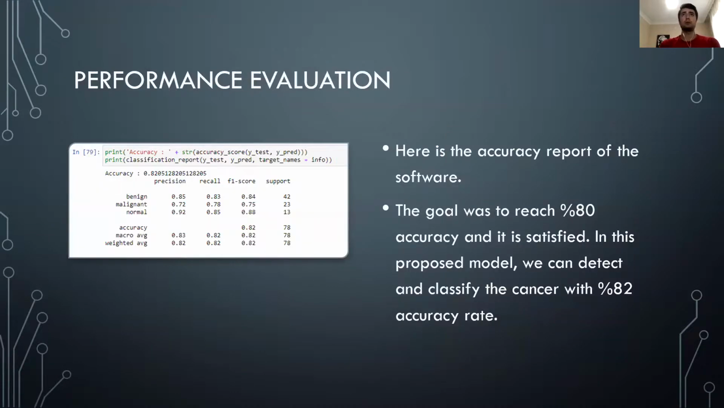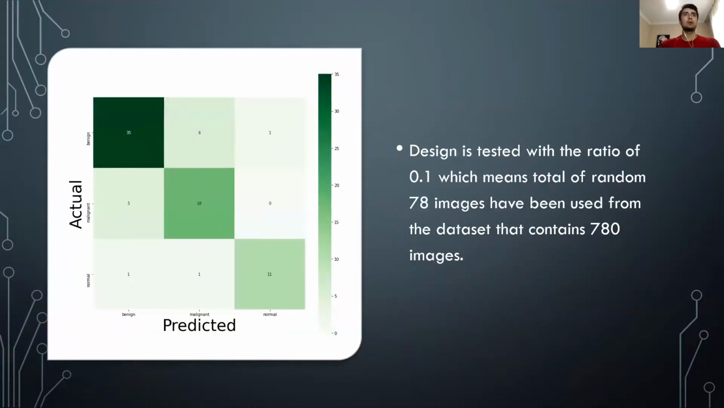For performance evaluation, here's the accuracy report of the software. The project's goal was to reach 80% accuracy, and it is satisfied. In this proposed model, we can detect and classify the cancer with 82% accuracy rate. So here we can see the confusion matrix of the software. The design is tested with the ratio of 0.1, which means a total of random 78 images have been used from the dataset that contains 780 images.